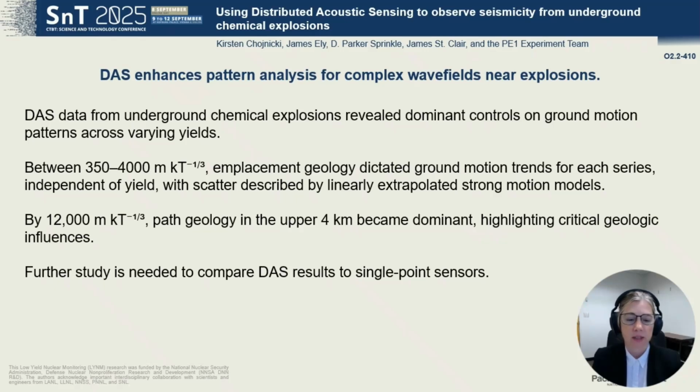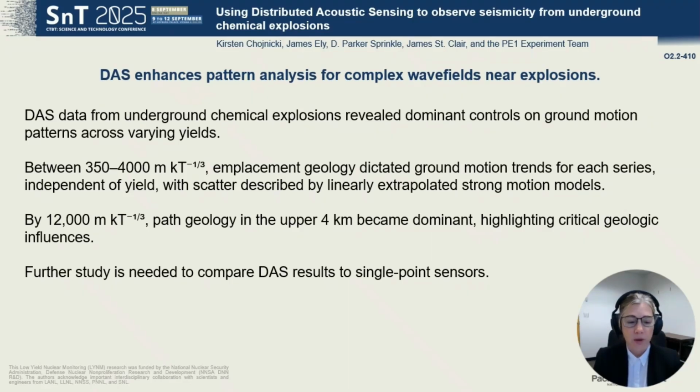And this comparative study of data from underground chemical explosions revealed that dominant controls on the ground motion vary across yields. Between 350 and 4,000 meters per kiloton to the 1/3, emplacement geology dictated the ground motion trend for each series independent of yield, and the scatter was described by linearly extrapolating strong motion models.